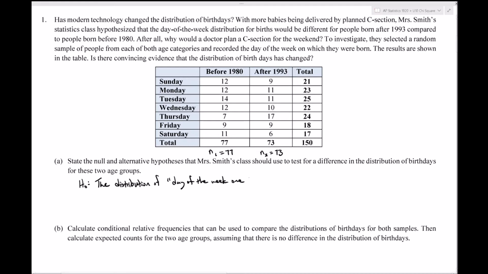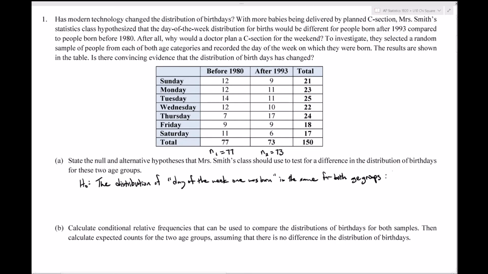One was born, is the same for both age groups. And there's two age groups: the before 1980 and after 1993.